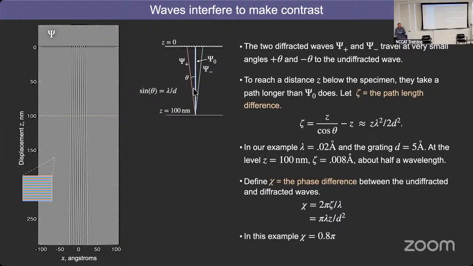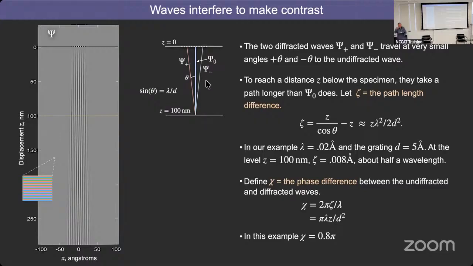Okay, so we have these 2 diffracted waves, and they travel at these very small angles compared to the undiffracted wave. And so if we think about some point below the specimen, let's suppose that we focus the objective lens 100 nanometers below the specimen. So then what we are picking up is the original undiffracted wave plus these 2 diffracted waves coming in from slightly different places in the specimen. And that's what we see there.